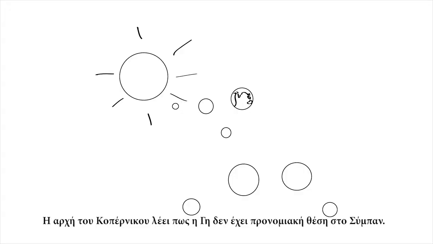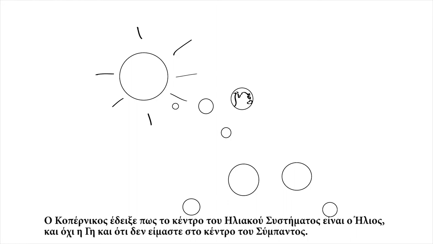The Copernican principle and homogeneous and isotropic universe. The Copernican principle says that the Earth does not hold a special place in the universe. Copernicus showed that the center of the solar system was the Sun, and not the Earth, and that we are not the center of the universe.